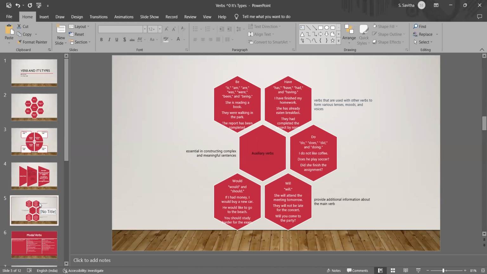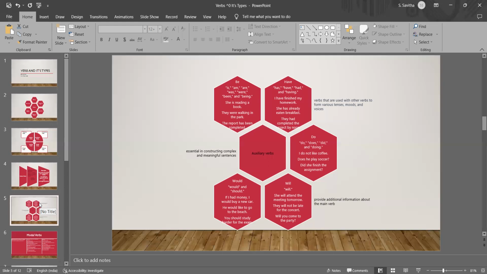Be. Where do we use the be verb? To create continuous tenses, which means present continuous, past continuous, and future continuous, and the passive voice. The be verbs are is, am, are, was, were, been, and being. She is reading a book. They were walking in the park. The report has been completed.